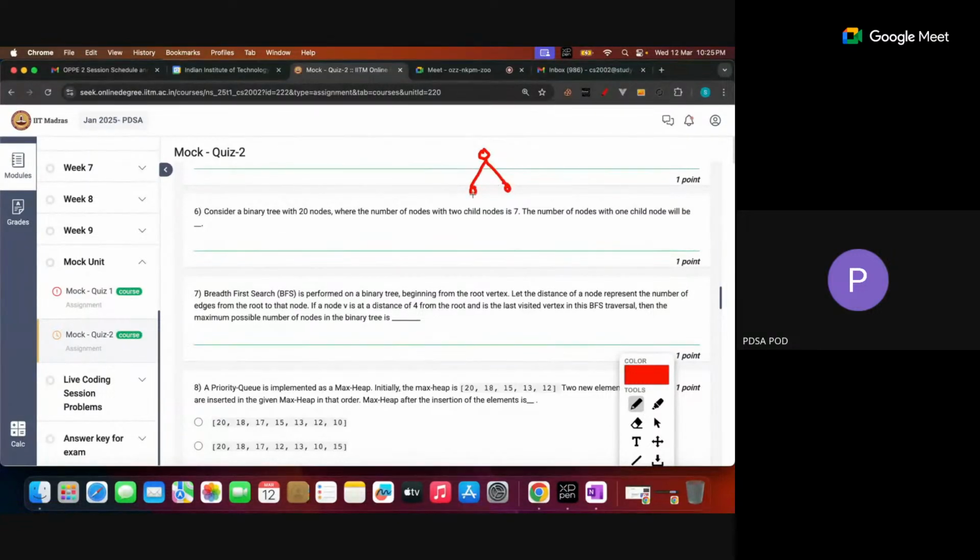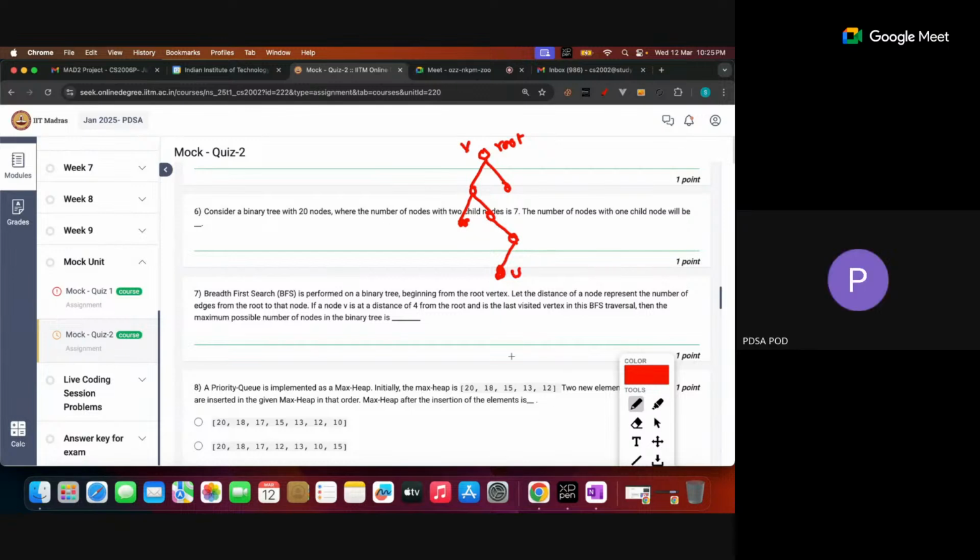Maybe your particular tree looks like this. We have started from the root. What is the distance from this root? Maybe the distance is representing the number of edges. So let's consider this is a V. No, this is a V. This is a U. Is my screen visible?